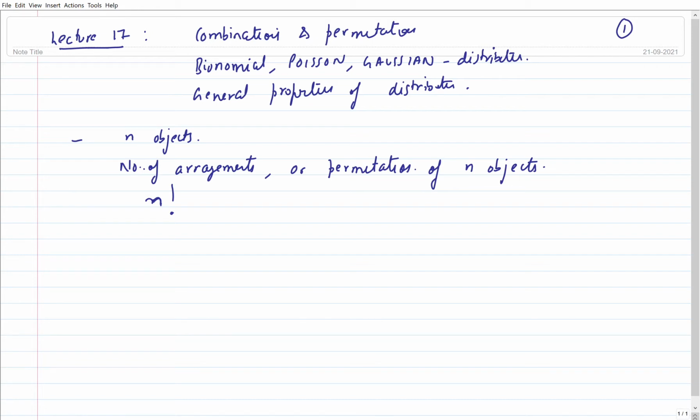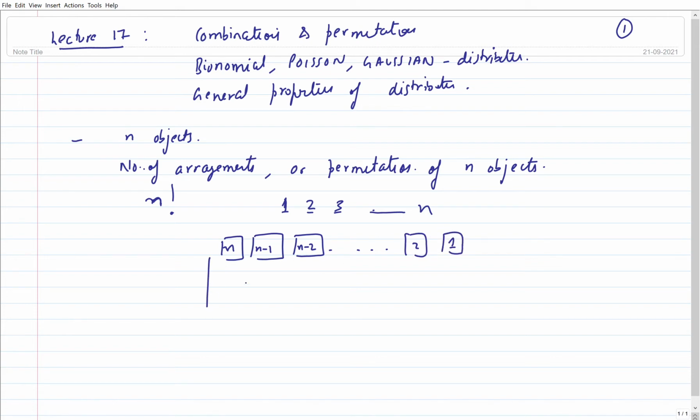Well, how do we show that? So let's say I have n objects. Object number 1, object number 2, object number 3. So for the first slot, I have n options. Then to fill up the second slot, I have n minus 1 options. Third slot, I have n minus 2 options, so on and so forth. 2 options, 1 option. So all these ways are n factorial ways.